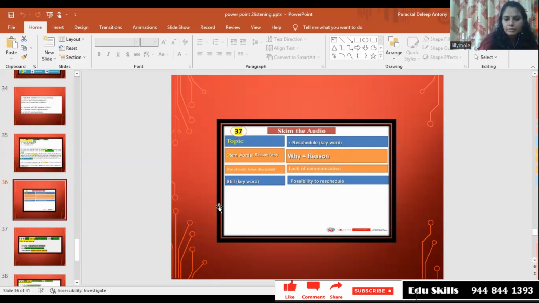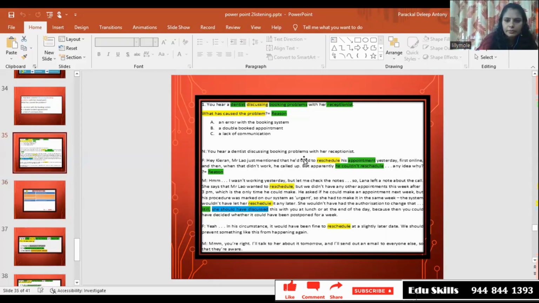And "still" is also a keyword because this is the possibility to reschedule. They are telling about the possibility. So I hope it's understood by all of you. Am I right? Is it clear?